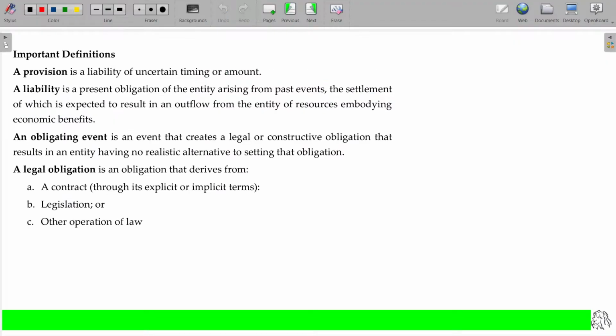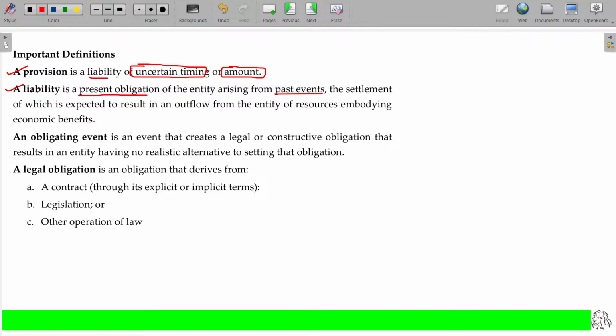And what is called a provision? A liability, but of uncertain timing or amount. When to pay and what is the real amount payable, we are not sure, then it is called a provision. In a liability, all the things are confirmed, we are supposed to pay. This is the present obligation of the entity. It's our present obligation from a past event.